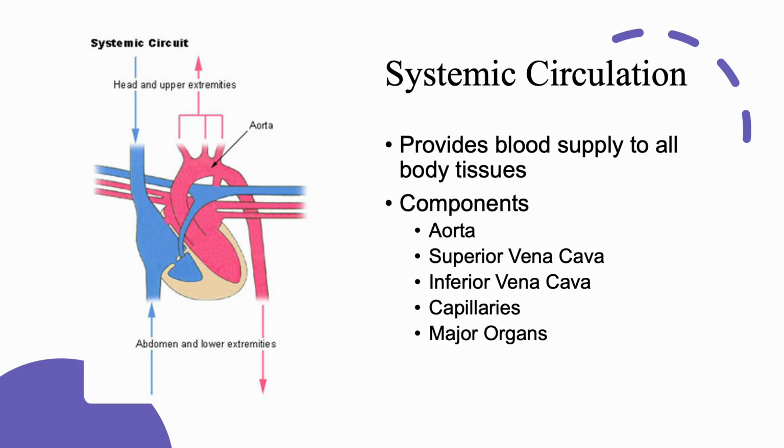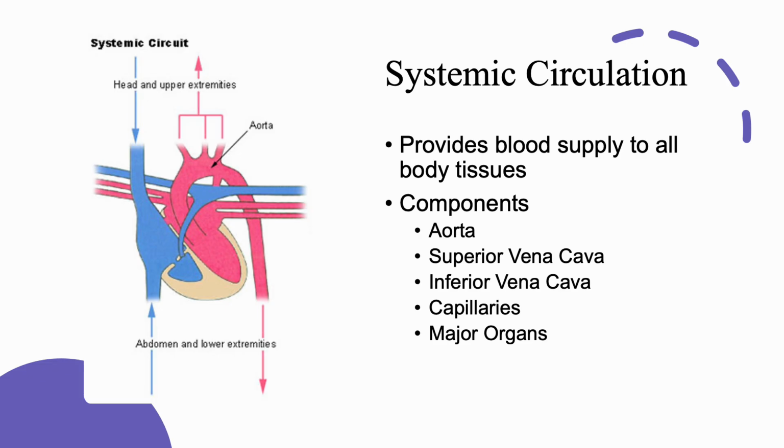Systemic circulation supplies oxygenated blood to all body tissues. Blood leaves the left ventricle through the aorta and travels through arteries, arterioles, and capillaries to reach tissues throughout the body. Within capillary beds, oxygen and nutrients diffuse into tissues while carbon dioxide and wastes enter the blood.